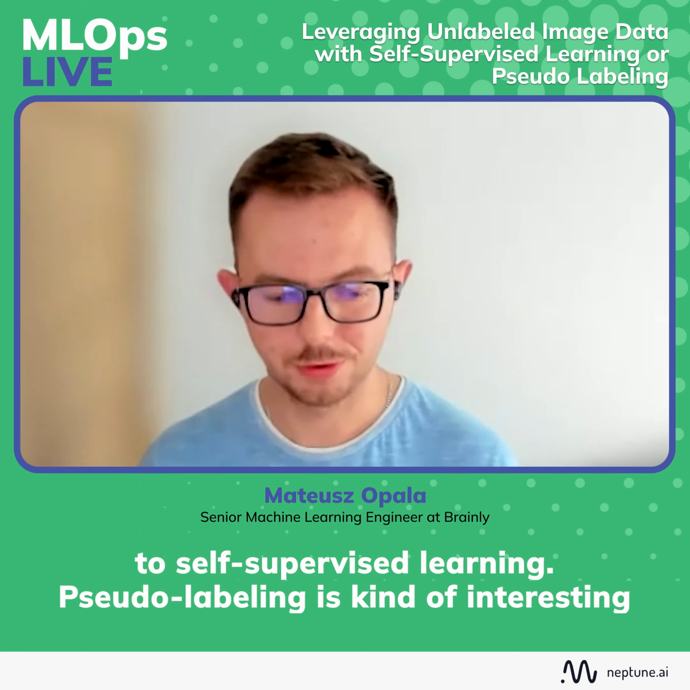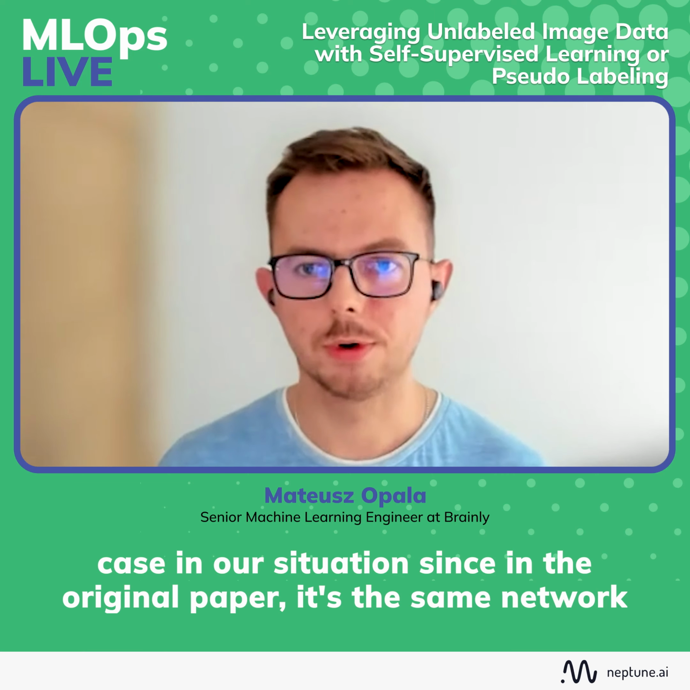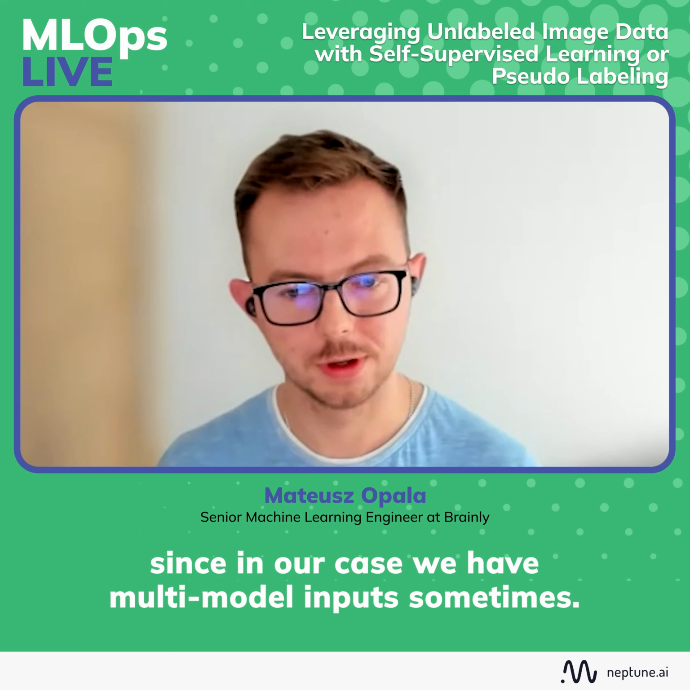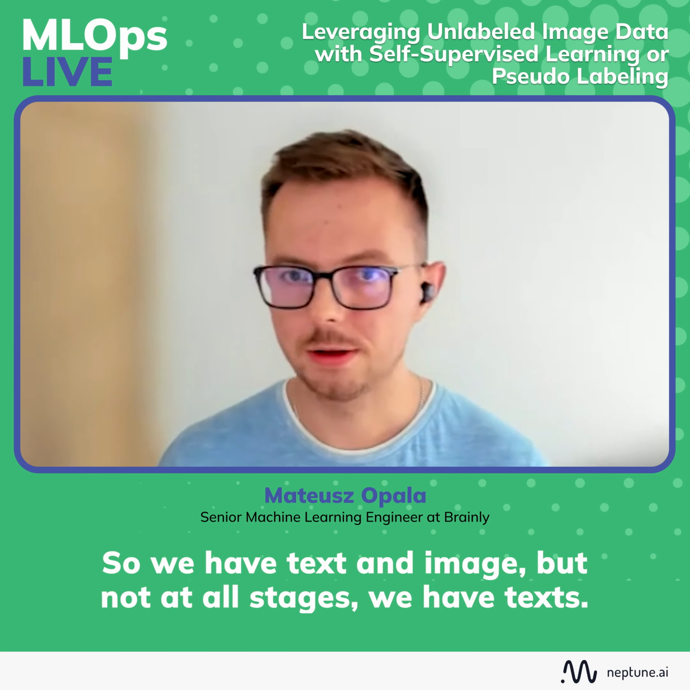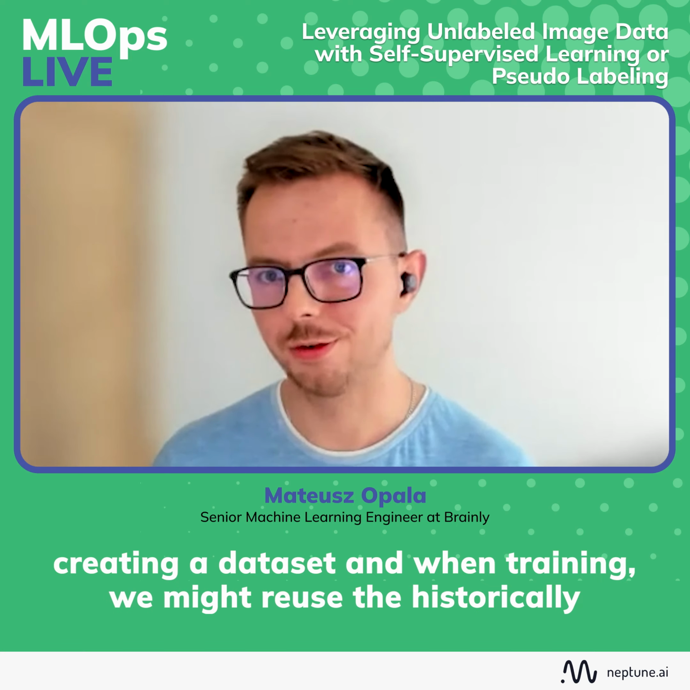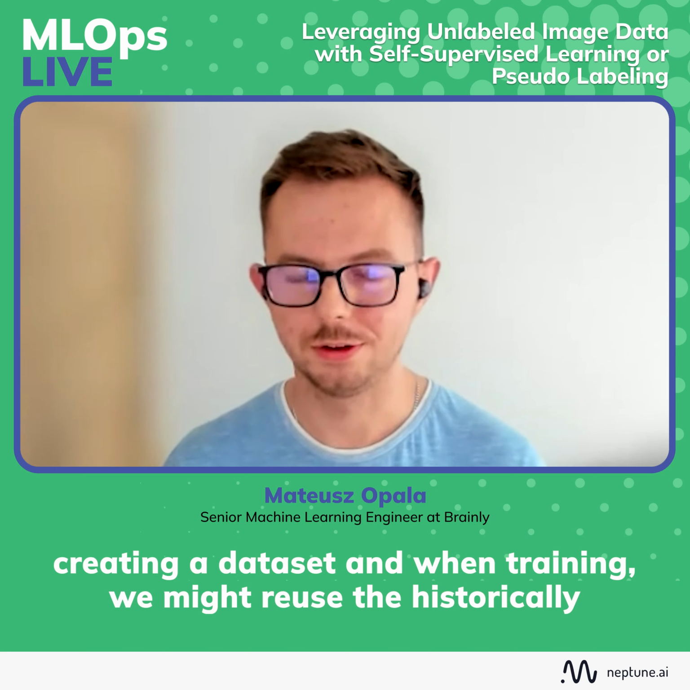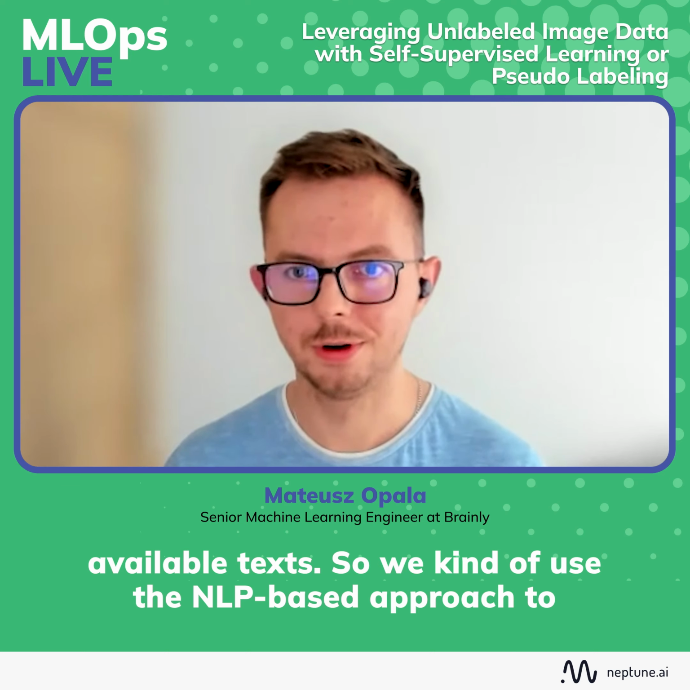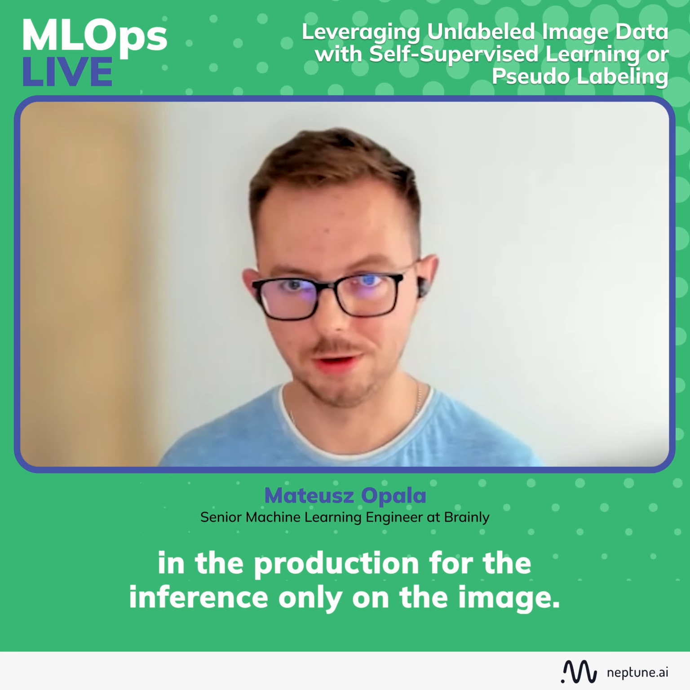Pseudo-labeling is an interesting case in our situation, since in the original paper, it's the same network that generates the pseudo-labels. We go a bit different way, since in our case, we sometimes have multimodal inputs. We have text and image, but not at all stages do we have text, so sometimes we just need to deal with the image. However, when creating a dataset and when training, we might reuse the historically available text. So we use an NLP-based approach to generate pseudo-labels for the model that will then work in production for inference only on the image.